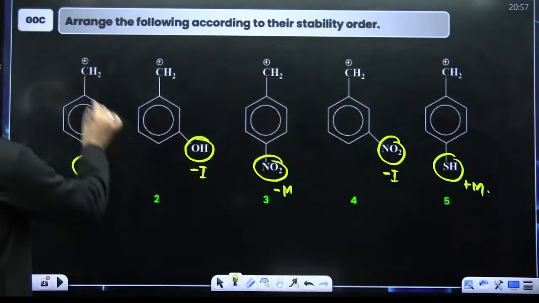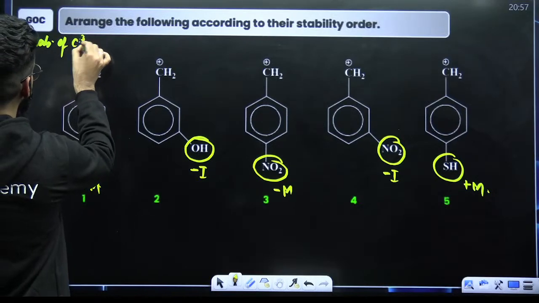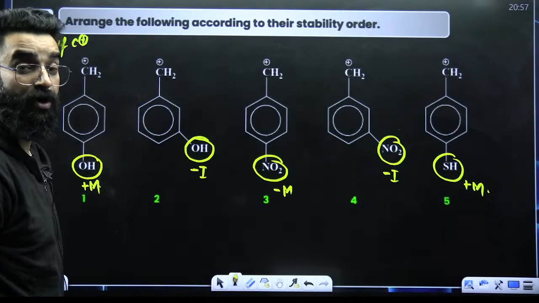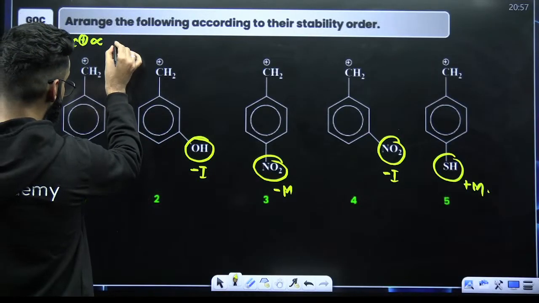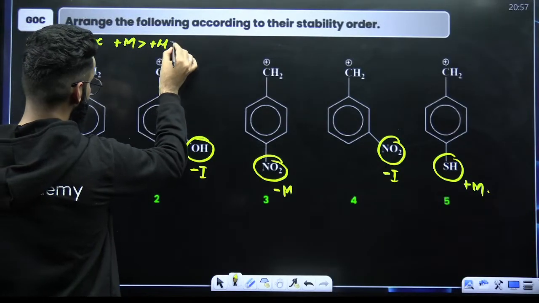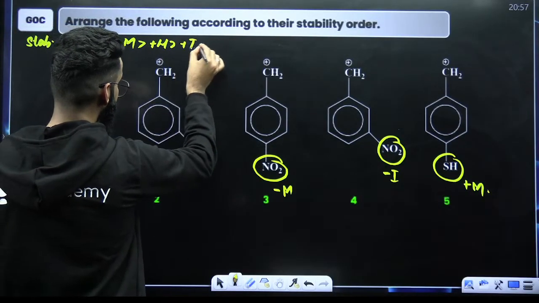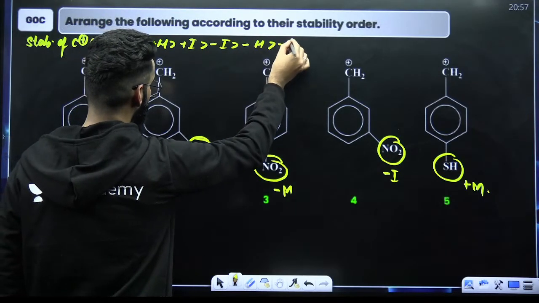And when it comes to the stability of carbocations, carbocations are stabilized by electron donating groups. And you'll be prioritizing plus M showing group more, followed by plus H, followed by plus I, followed by minus I, followed by minus H, followed by minus M.